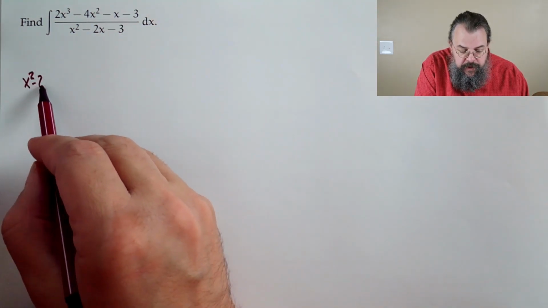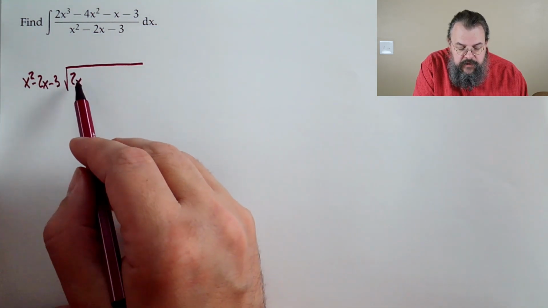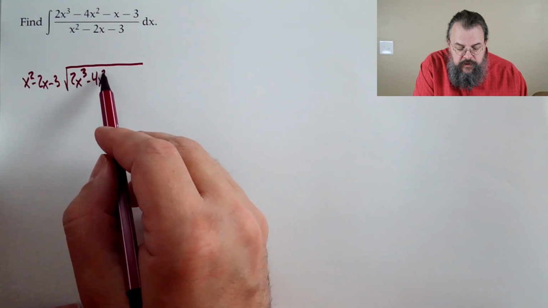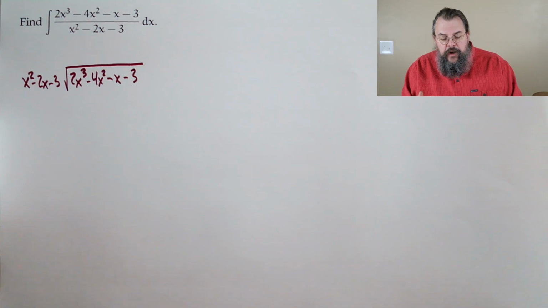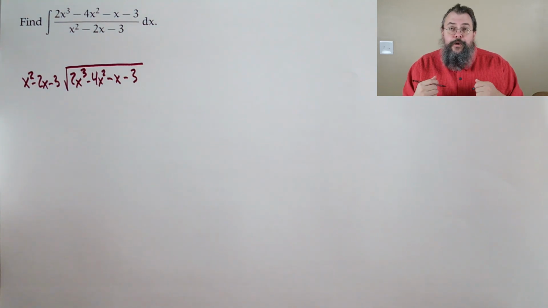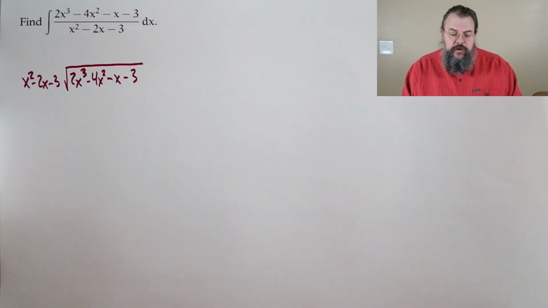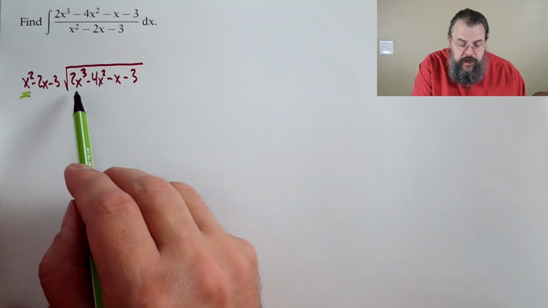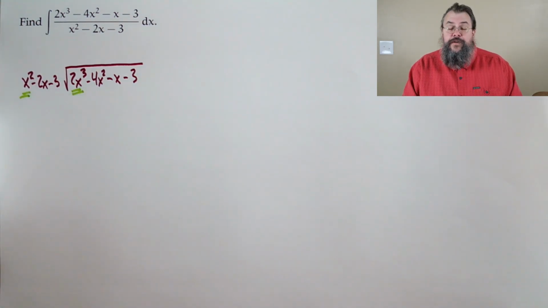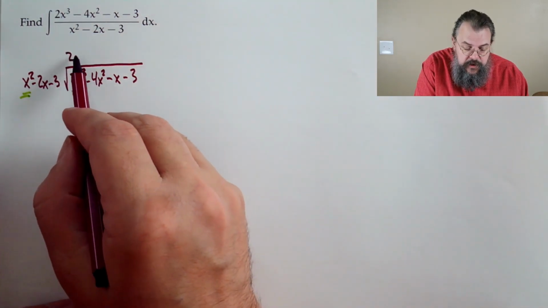We're taking x squared minus 2x minus 3, dividing that into 2x cubed minus 4x squared minus x minus 3. Now, the process of long division, remember, always says, look at your leading term. The leading term drives what we need to do. So, I have x squared. What do I need to multiply x squared by to get 2x cubed? The answer is by 2x. Okay, so I would have a 2x.